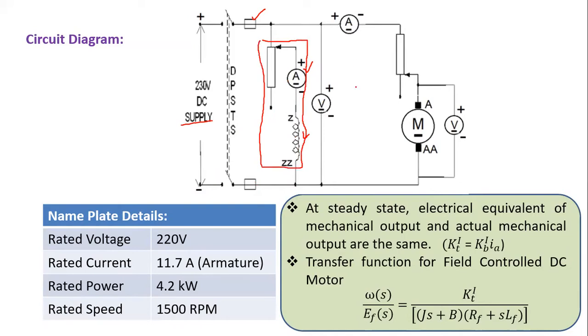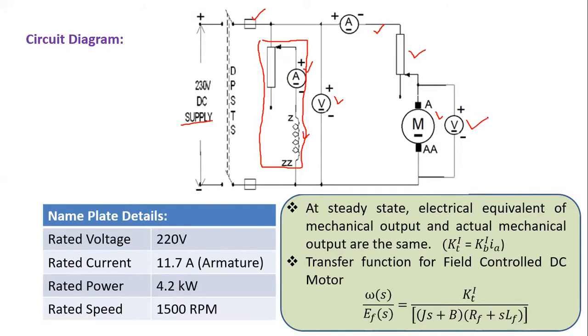This is the field circuit, and this is the voltmeter which is connected across the supply to measure the source voltage. And coming to the armature circuit, here the ammeter is used to measure the armature current. This is the armature rheostat, and through the armature rheostat we have the armature, and across it a voltmeter to measure the voltage across the armature. These are the connections.